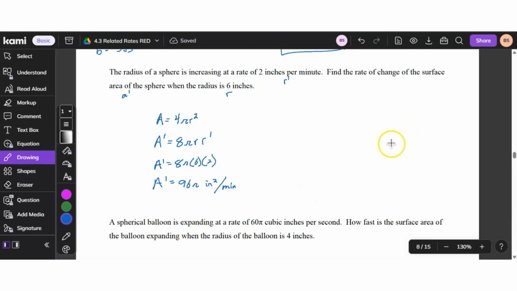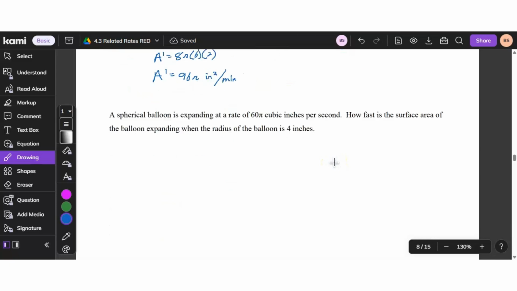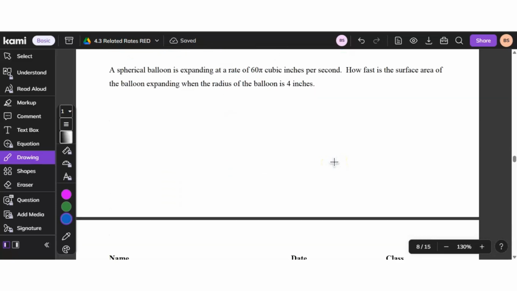All right, very last one we've got here. This is where we're going to have to pay a little bit of attention because it's going to be doing some jumping from one formula to another. So let's take a look. We've got a spherical balloon and it's expanding, so positive, at a rate of, so this would be my v prime, 60 pi cubic inches per second. How fast is the surface area of the balloon expanding? So that would be a prime, or SA prime if you want, for surface area, when the radius of the balloon is 4. So we've got a radius.